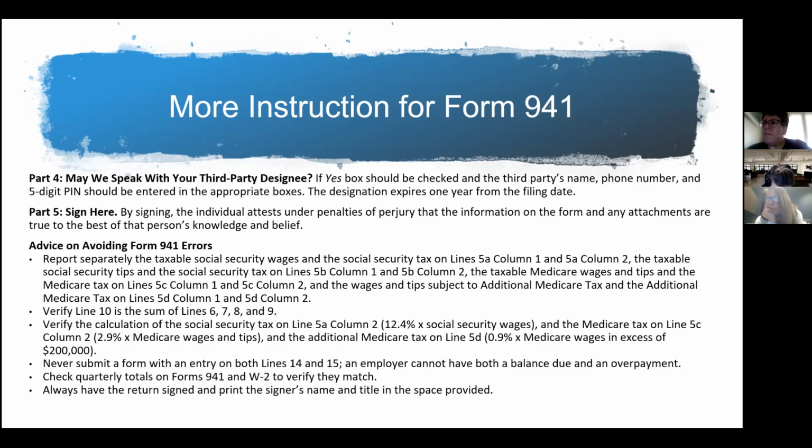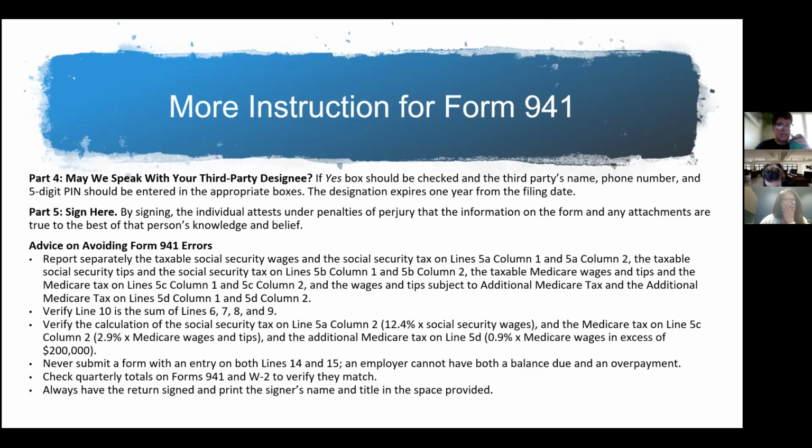There's also, below that, a paid preparer part. There are some very avoidable errors on the 941. One of them, of course, is reporting the wages and the tips separately, making sure that you separate those.